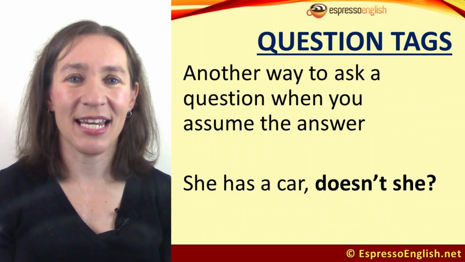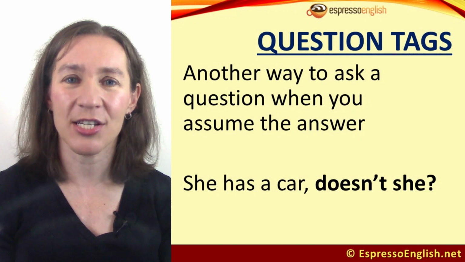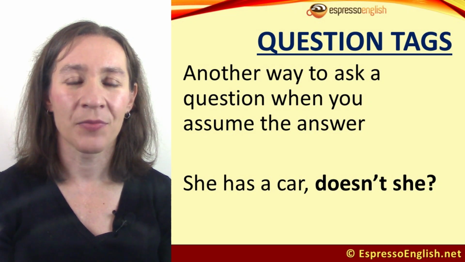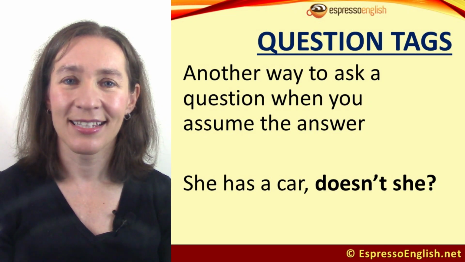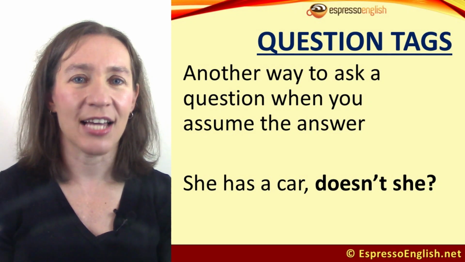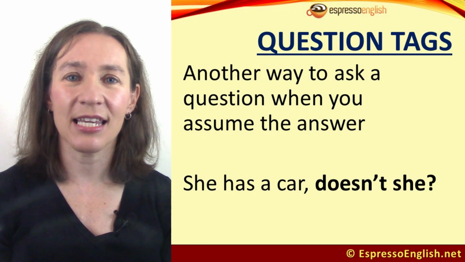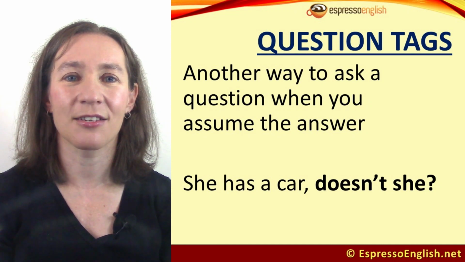Now there's another way to ask a question when you're assuming that the answer is yes, and that is to use a question tag. So here's an example. She has a car, doesn't she? This is actually a statement. She has a car with a question attached, doesn't she? Again, I'm expecting or assuming that the answer is yes, but I'm asking just to confirm.